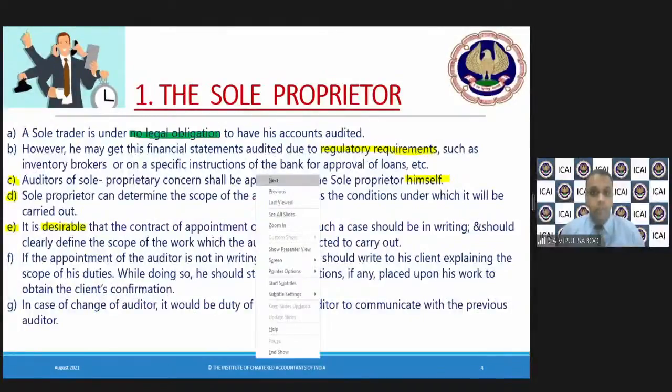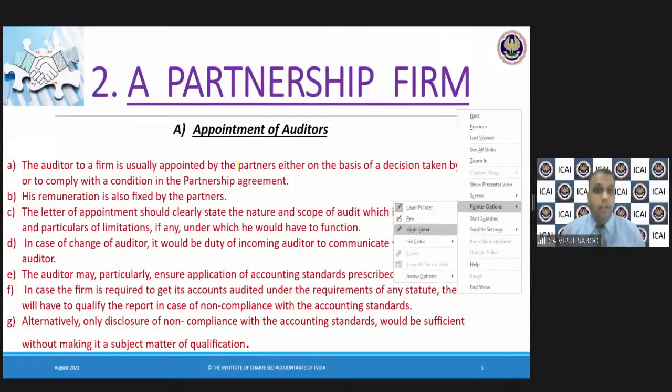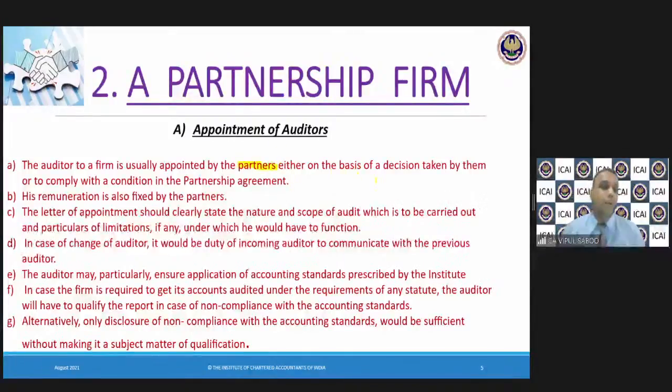Okay, let's move ahead. Let's move to the partnership firm. We all have read about a partnership firm. The second step is the appointment of auditors. The auditor is appointed by the partners, on the basis of a decision taken by them as per the partnership agreement. When it was a sole proprietor, he was the one responsible if he wanted to get his accounts audited. In the case of a partnership firm, it is the partners. His remuneration is also fixed by the partners, completely fine.